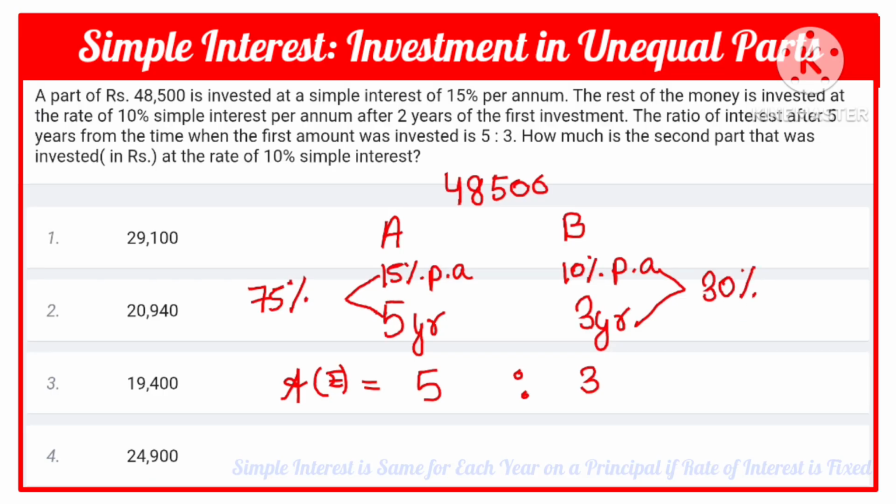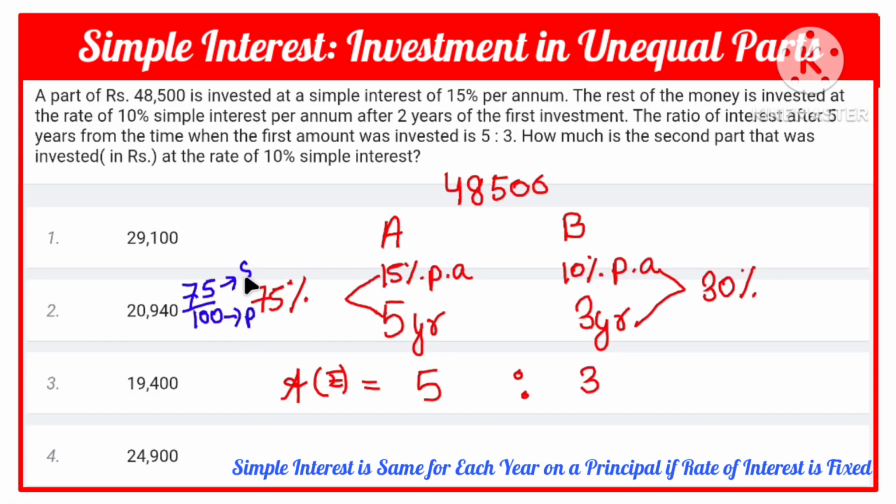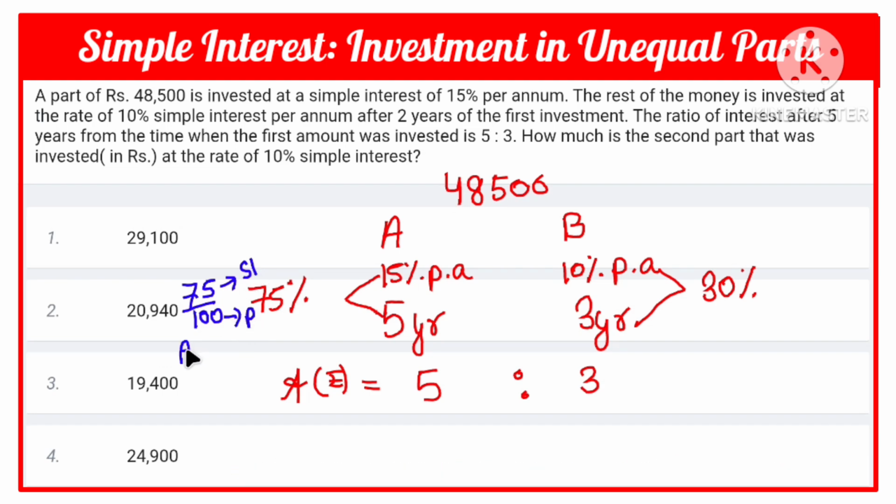Now my dear students, we all know this 75% can be written as 75 by 100. What is the meaning of this? If 100 rupees is the principal, then simple interest will be this 75. Principal plus simple interest, if we do, then we will get amount. And this amount is 100 plus 75, that is 175% of A in this case. So this is the amount for this money.